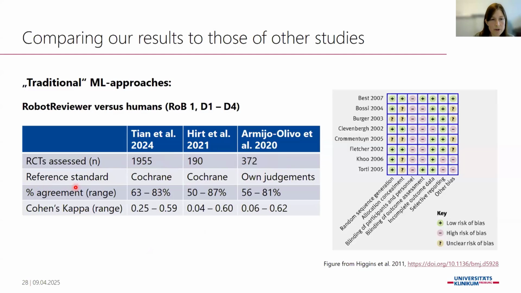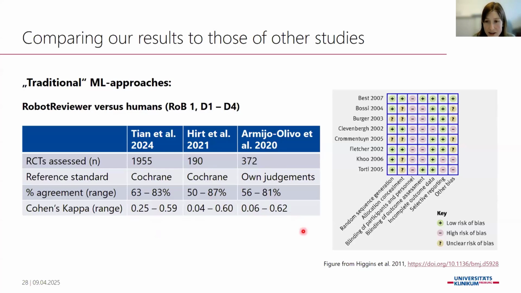And here you can see which reference standard they use. So these 2 also use Cochrane review risk of bias assessment. So risk of bias assessments taken from Cochrane reviews. And this study used own risk of bias judgments. And you can see here the percentage of agreement and also Cohen's kappa. And as you may see here, it is also not that good.